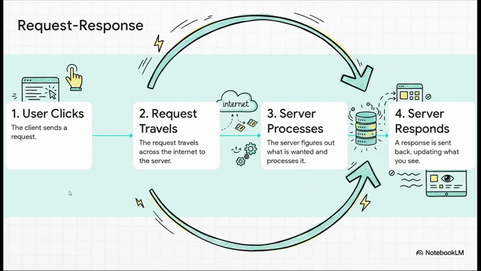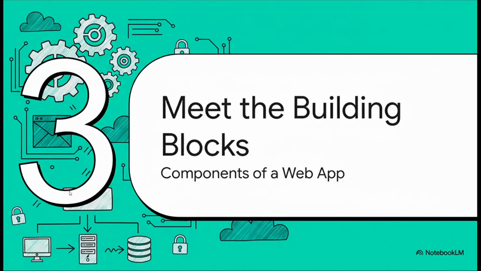And this all happens in an incredibly fast loop called the request-response cycle. It goes like this. 1, you click something. That's the client making a request. 2, that request zips across the internet to the server. 3, the server figures out what you want and gets it ready. And 4, the server sends a response right back to your browser, which then shows you the new page or information. And all that, it happens in the blink of an eye. It's wild.